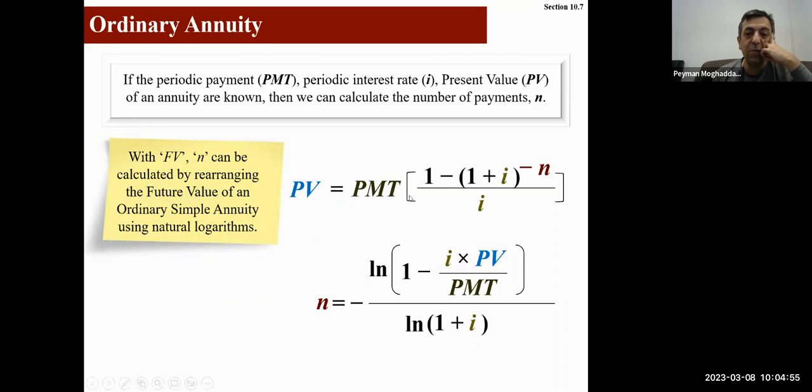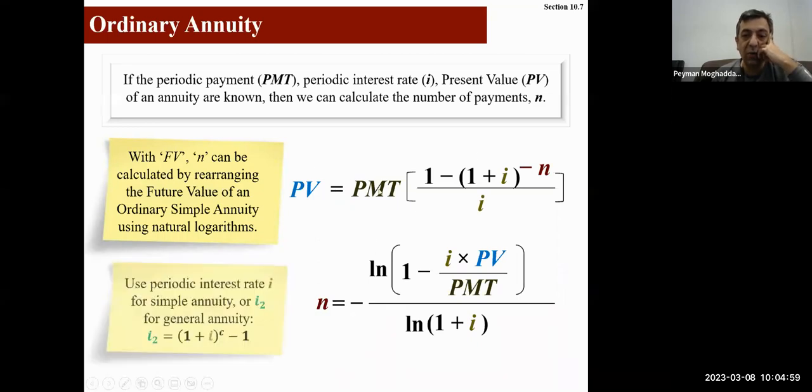And same for present value. If you have a present value and you want to calculate n, you have present value, you have PMT, and you have i, n is going to be found using this equation. Same way I did for future value, you can do it for present value. You isolate (1 + i) to the power of minus n, then use the natural logarithm and do the same thing to find the value of n.